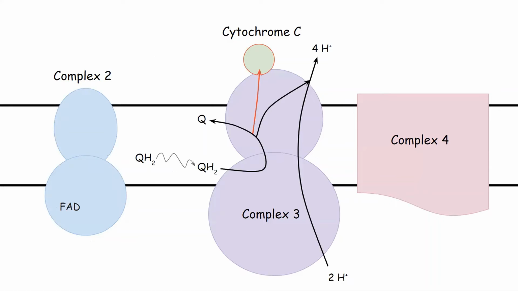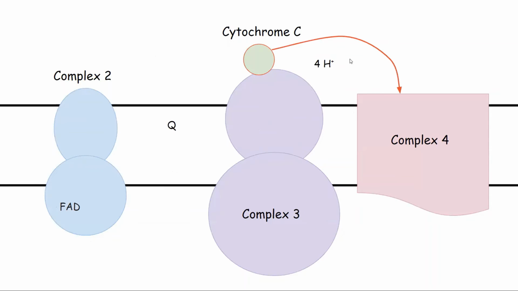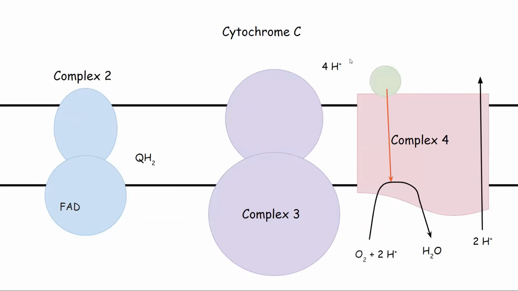And then we have the same reaction as last time. Ubiquinol is converted back to ubiquinone. The electrons move up into the cytochrome C, and the hydrogens, as well as 2 hydrogens from down here, are released across the membrane. The cytochrome C transfers over to complex 4, and water is created, as well as 2 additional hydrogens being pumped across the membrane.